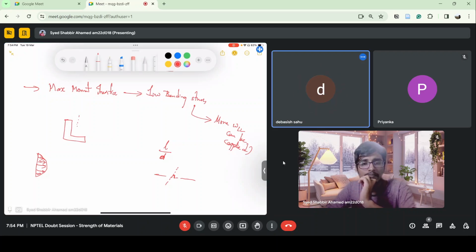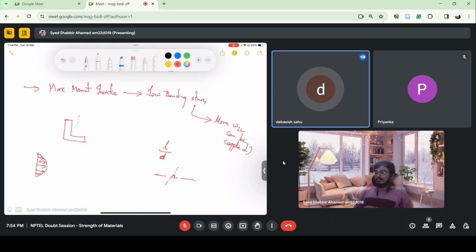Sir, this is clear. Sir, what should be the L by D ratio? In that case, we consider it, and we go for the Bernoulli's equation. Otherwise, we move for another equation.